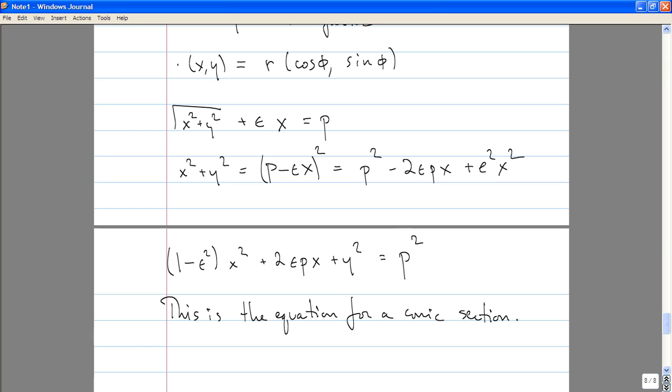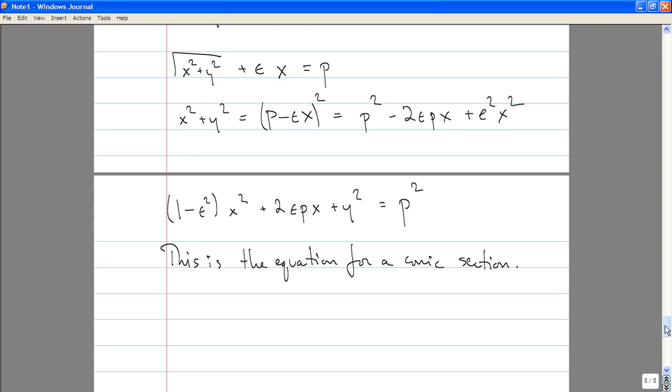And of course, which conic section it is depends on those constants of motion, p and epsilon. Questions?